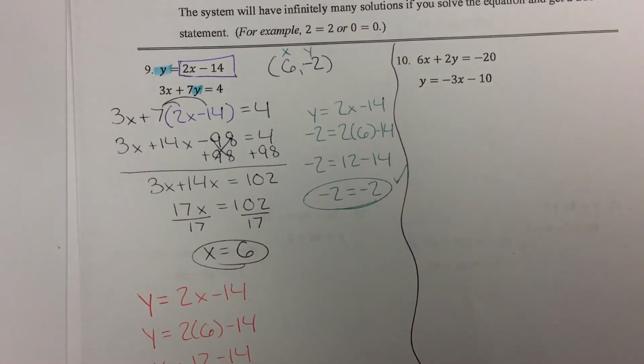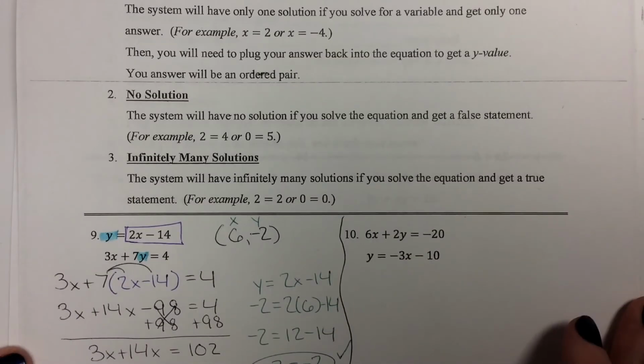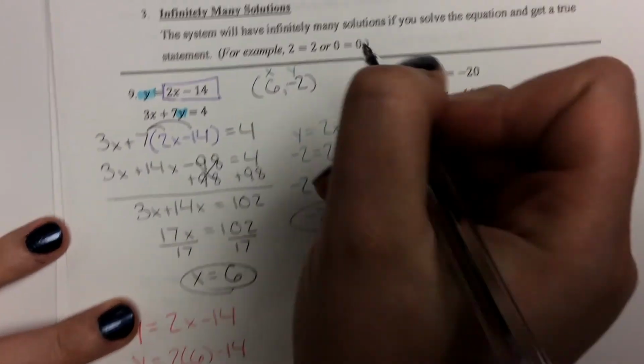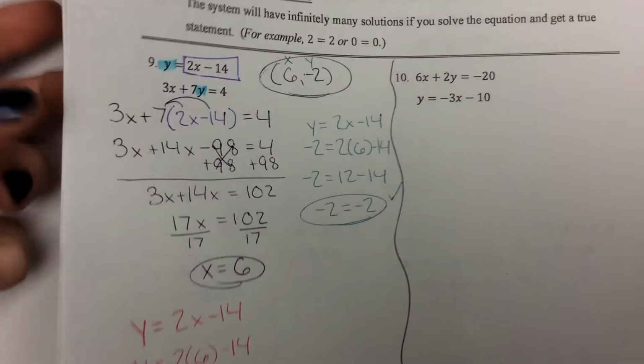Okay, and when you plug it in, you get -2 equals -2. Yes, check mark, that is true. So we checked it, and we know that this is going to be our correct solution for this system of equations. Okay, let's do one more here.